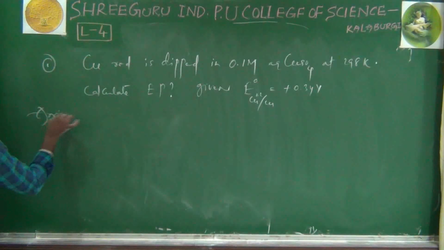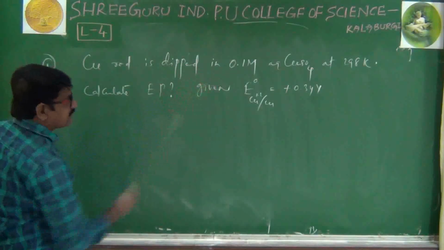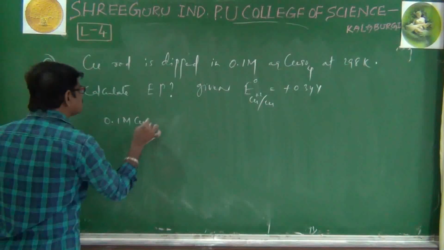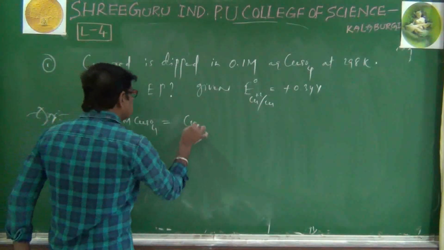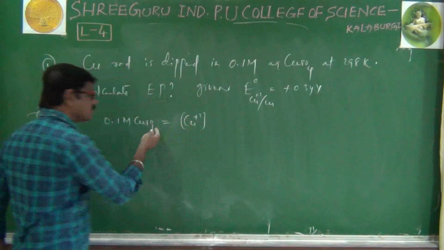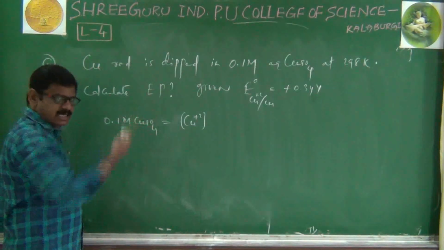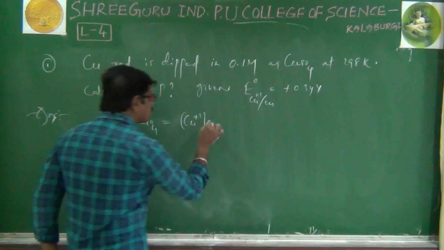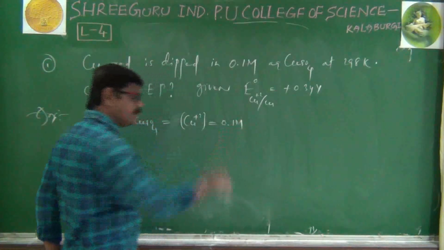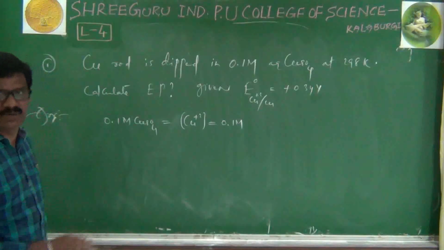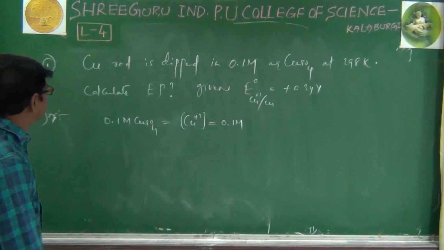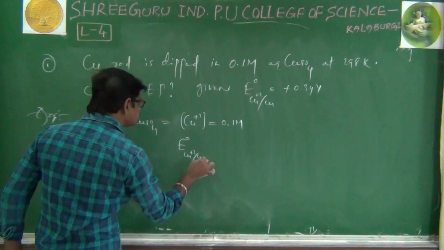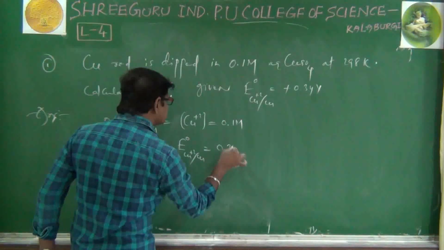Answer. Here we have 0.1 molar aqueous copper sulfate. 0.1 molar CuSO4 contains Cu plus 2 ions as well as SO4 minus 2 ions. Both concentrations are the same, 0.1 and 0.1. I am using the Cu plus 2 concentration, which is 0.1 molar. And of course SO4 minus 2 is also 0.1 molar, no doubt in that. And next, the E naught value, E naught Cu plus 2 oblique Cu, is already given as 0.34 volts.